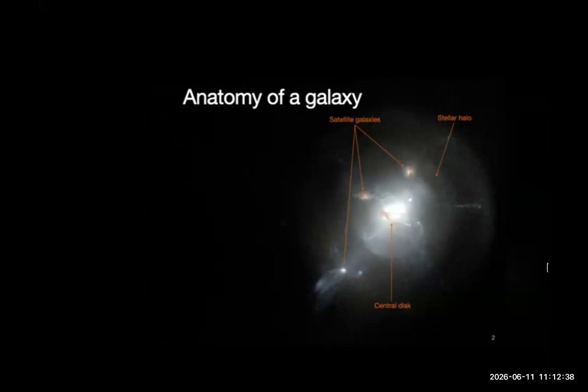And all of the satellite galaxies that I pointed out here are dwarf galaxies. These are typically defined to be galaxies that have a mass that's about 10 times less massive than something like a Milky Way or smaller than that.